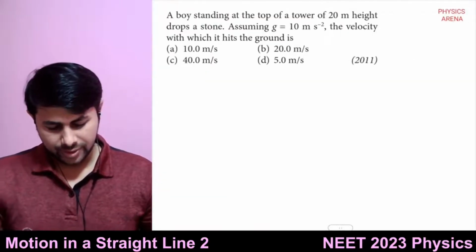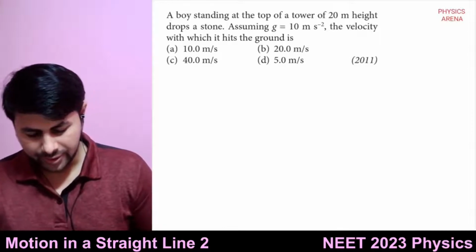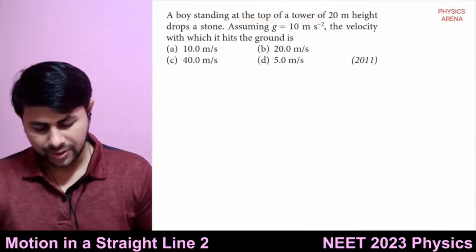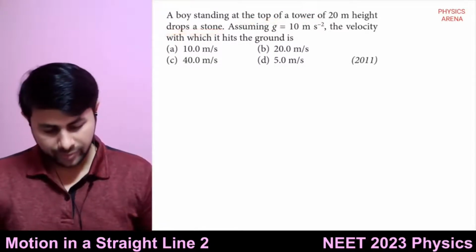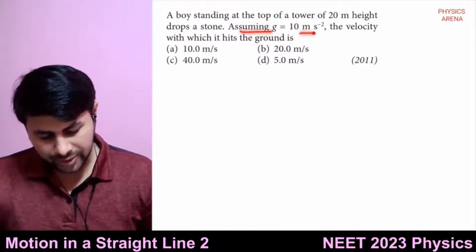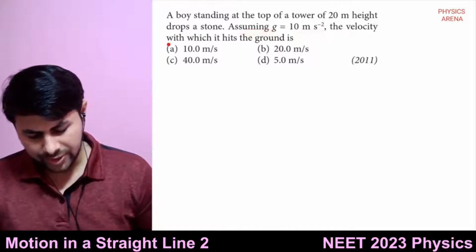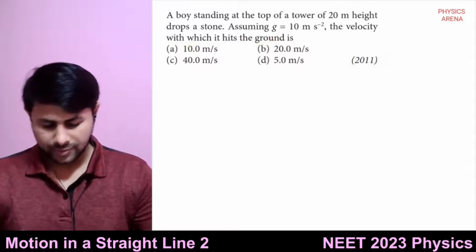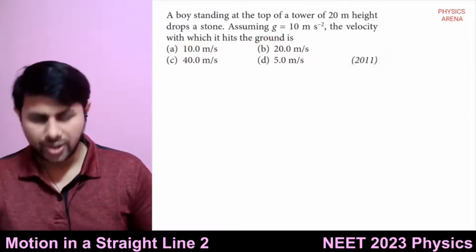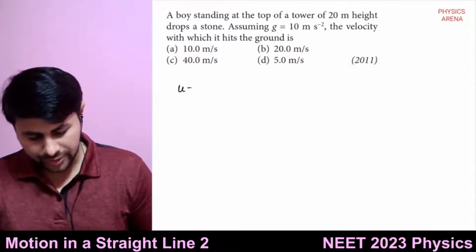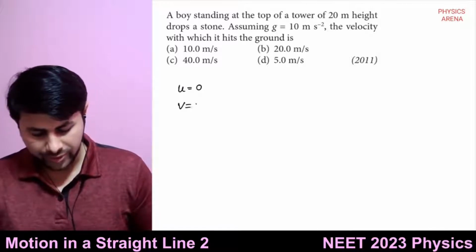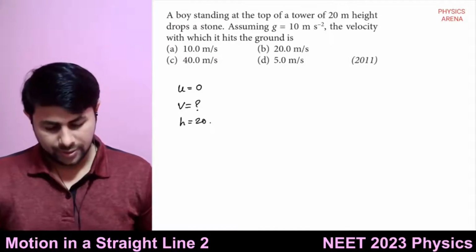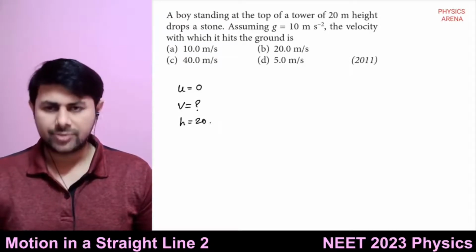Okay, so let's move on to the next question. A boy standing at the top of a tower of 20-meter height drops a stone. Okay, assuming g equals 10 meters per second squared, the velocity with which it hits the ground is, this is very simple. So you are given that the boy drops a stone, so u is equal to 0. We know the height of the tower, it's 20. Okay, and g is given, which is 10 meters per second squared.